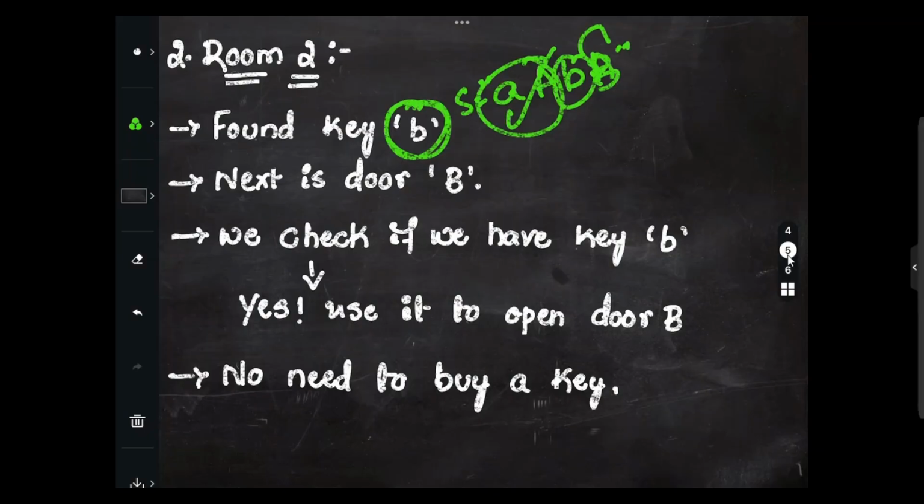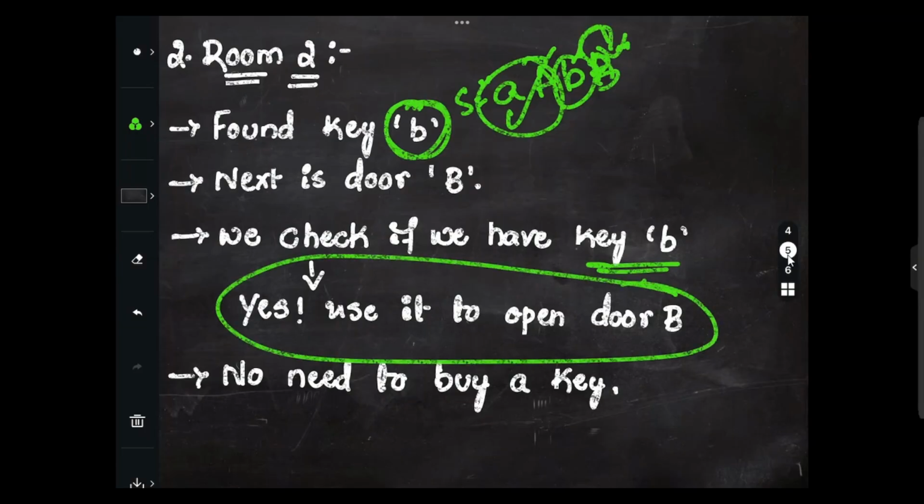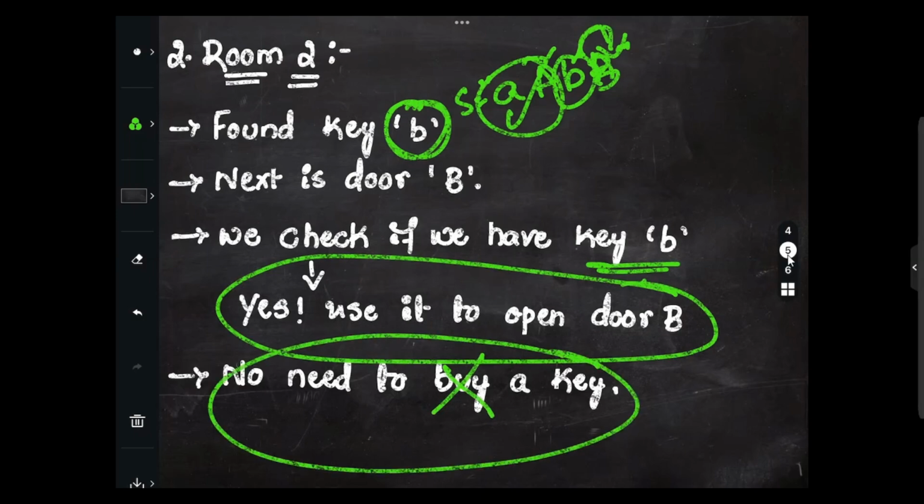We will check if we have key B. Yes, we have the key B here. We will make use of the small b, nothing but the key, to open the door B in this case. So we don't have to buy the key for this one as well, right? So for the first room also we don't have to buy the key. For the second room to open the door, also we don't have to buy the key, right?